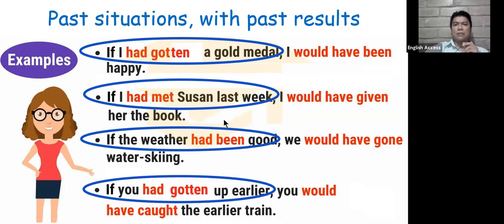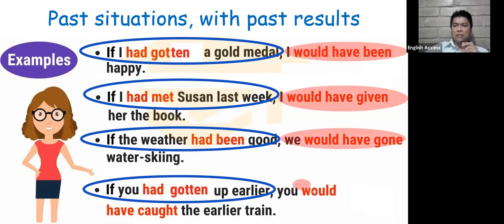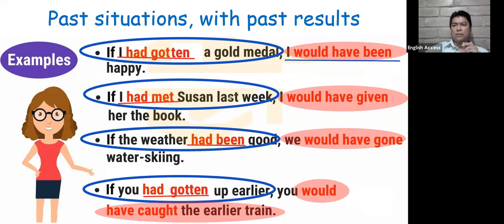and then we have the result. I would have been happy. I would have given her the book. We would have gone. You would have caught the earlier train. Now, these things are in the past. We are actually using the past perfect: had gone, had met, had been, and again, had gotten. And the result is in past modal or perfect modal: would have been, would have given, would have gone.